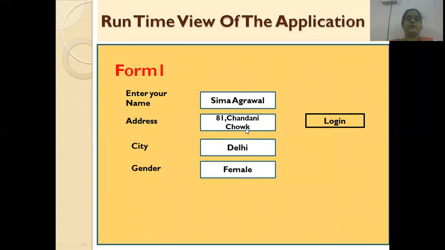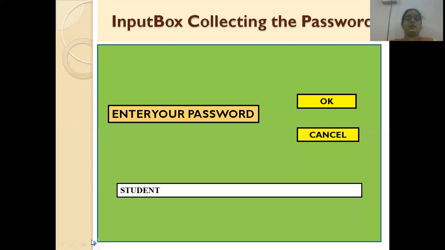These are two text boxes for city and gender in the previous form I had shown you. Here I am using the combo box. With the help of the combo box, I'll select the city Delhi and the gender female, and then click on the login. Once I click on the login button, as I have written in the code, I am using an input box to collect the input.